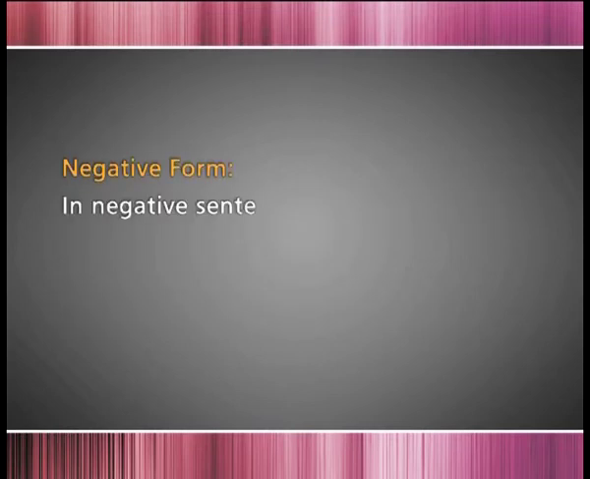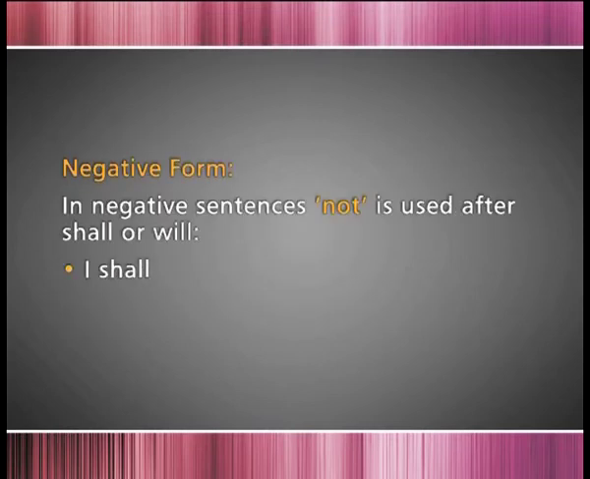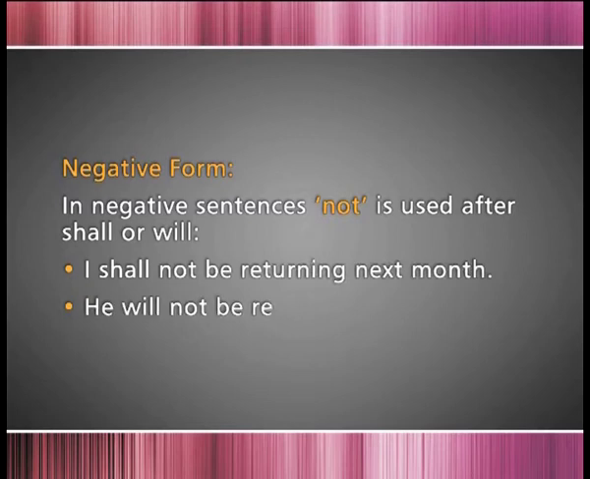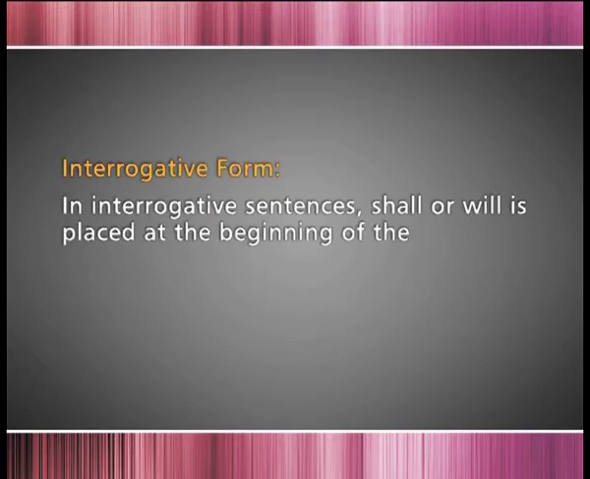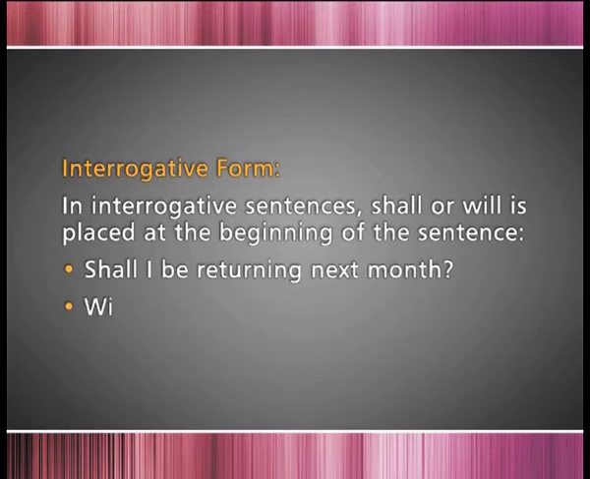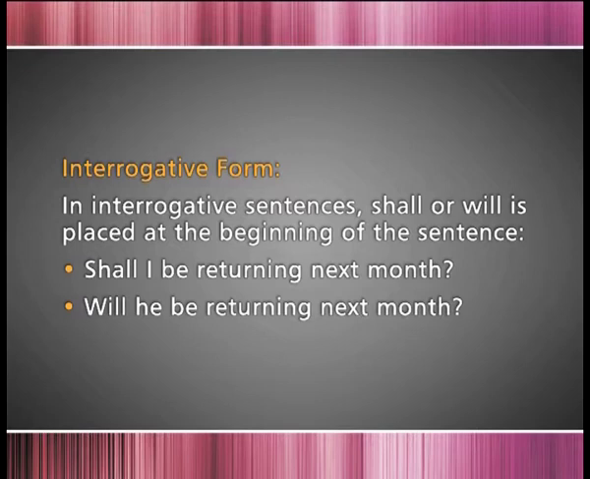Negative form. In negative sentences, not is used after shall or will. I shall not be returning next month. He will not be returning next month. Interrogative form. In interrogative sentences, shall or will is placed at the beginning of the sentence. Shall I be returning next month? Will he be returning next month?